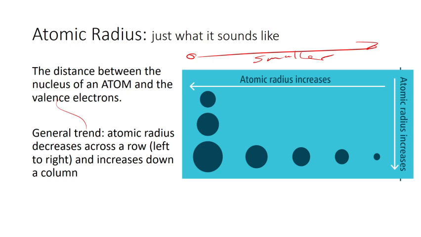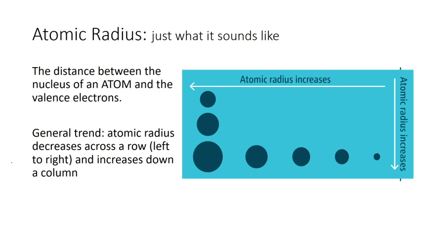However, it increases going down. Like going from lithium down to francium, or francium as I've heard it called, those are going to get larger in radius, just like this diagram here. And so that's the basic trend.